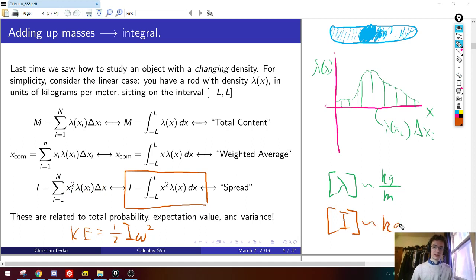So the units are kilograms times meters squared. And now you see the units for energy work out, because omega is in radians per second, but radians are dimensionless. So this is kilogram meter squared per second squared when you multiply by the omega squared, and that's joules, right? We're in good shape.